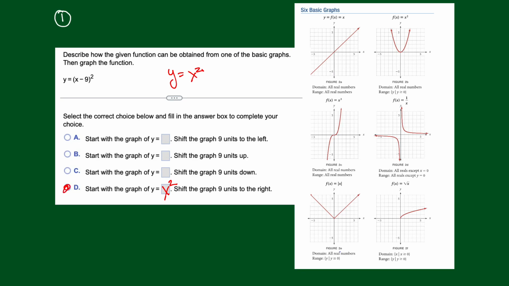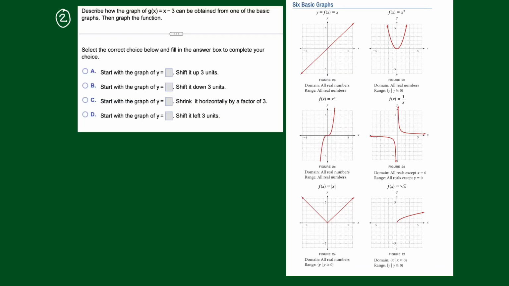So we're going to select this. Now we're going to describe the graph of x minus 3. How are we going to get that? Well, x minus 3, that's just an x. That's linear. So our linear graph is this one right here.